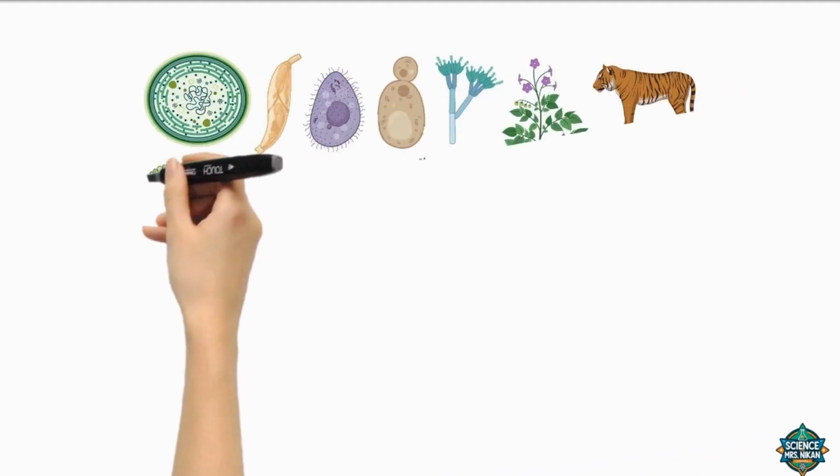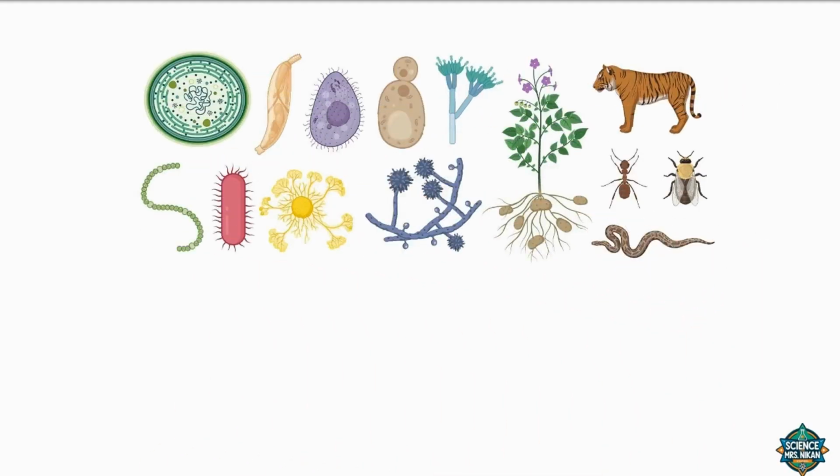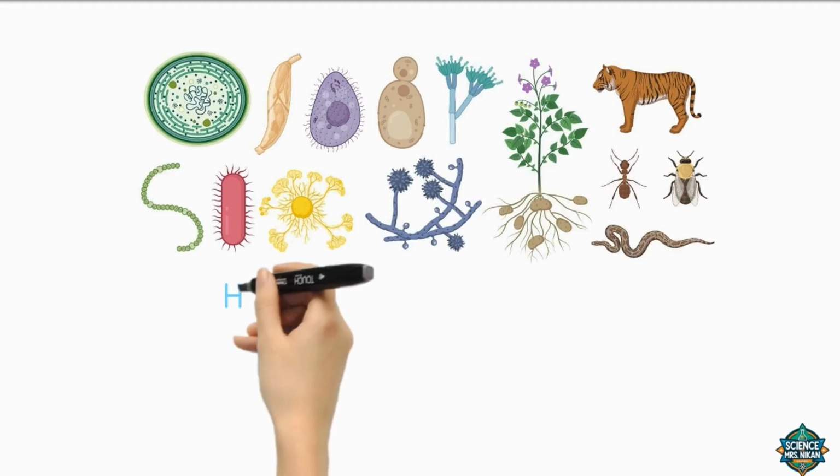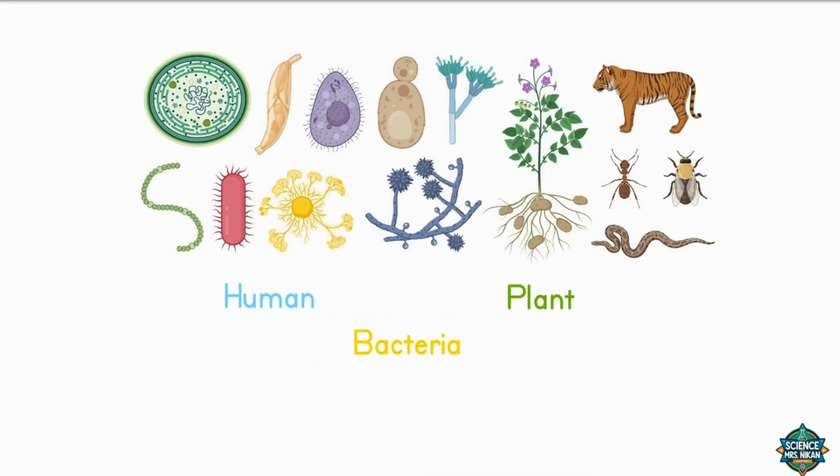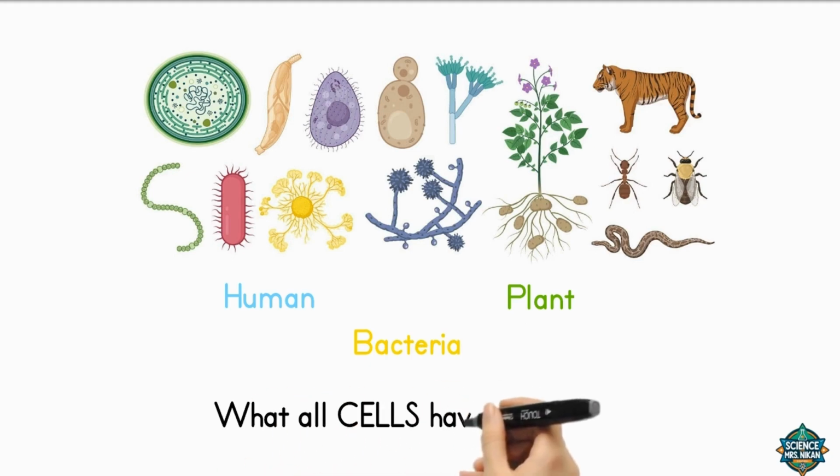Not all living things look alike, but inside they're more similar than you think. Whether it's a human, a plant, or even a bacteria, every organism is built from cells. I'm Miss Nikan, and in this lesson I will show you what all cells have in common and what makes plants, animal, and bacterial cells different, just like in IGCSE Biology.